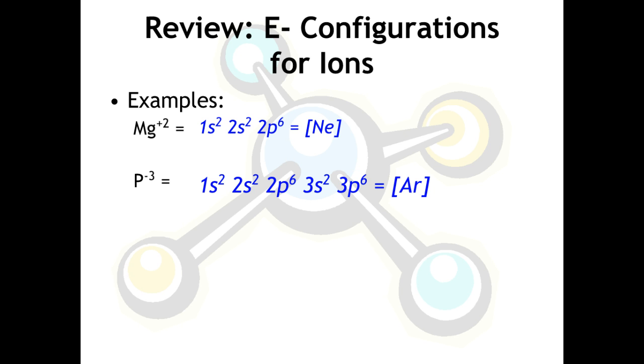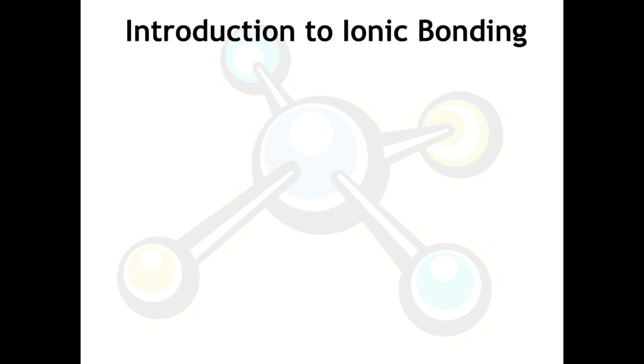Phosphorus, if you gain 3 electrons, your electron configuration will be 1s2, 2s2, 2p6, 3s2, 3p6, and that's argon. So 18 electrons if you add all those up. And you're more stable because your outer shell is completely filled.